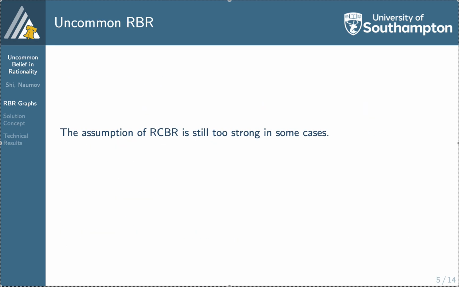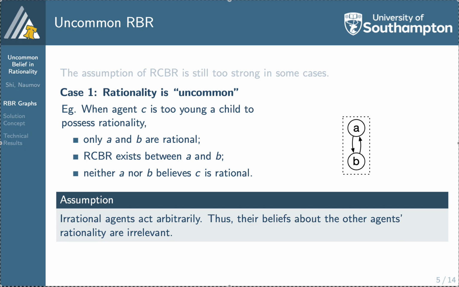Obviously, RCBR is still too strong as an assumption. First, rationality might not be common. For example, when agent C is too young a child to possess rationality, or say the ability to do mathematical reasoning, then only agents A and B are rational. RCBR exists between A and B, but neither of them believes that C is rational. In this case, rationality and belief in rationality can be described with the diagram shown here.